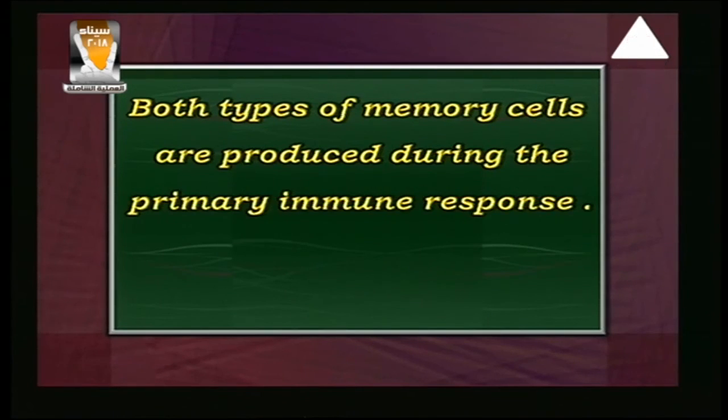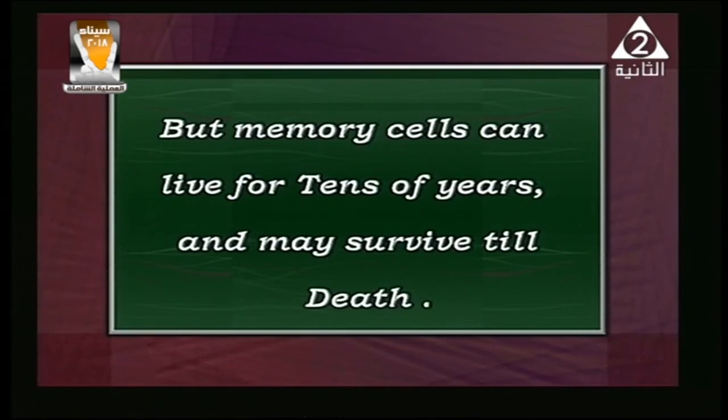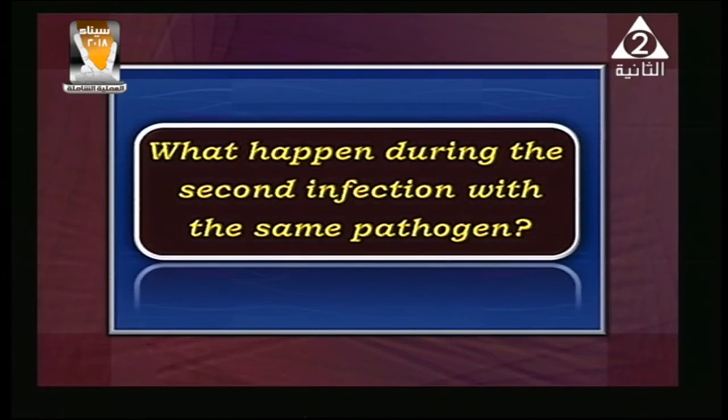And after the infection, both types of memory cells are produced during the primary immune response, and B and T cells can survive only for a few days. But memory cells can live for tens of years, as we said before, from 20 to 30 years and maybe more, and may even survive till their death. But what happens during the second infection with the same pathogen? There is something happening here.